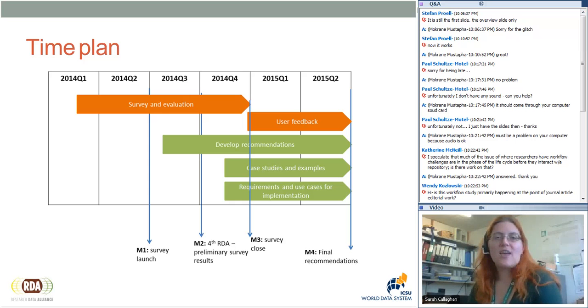And we're going to take the survey results and look at what they say and use that to inform the directions of the working group next. But it will involve developing recommendations, digging deeper into a few case studies and examples identified by the survey, and then coming up with suggestions for requirements and use cases that we can then take forward, probably not in this working group, but in another working group that we can take forward to actually implement them in the future.